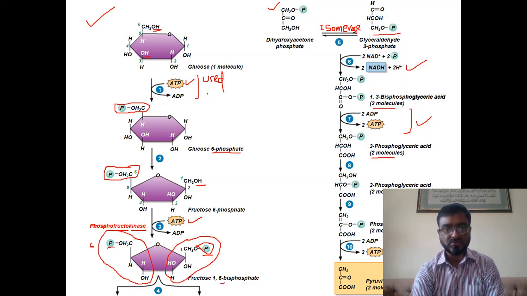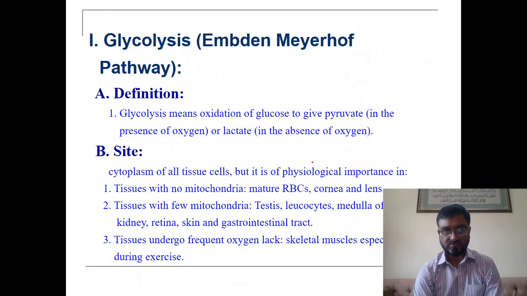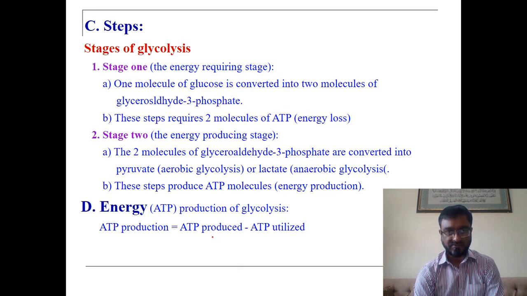And how much is utilized? 1 and 2. So 10 minus 2, 8, is the net ATP that is generated. Here the 10 ATPs are generated. Here the 2 ATPs are utilized for one glucose molecule. So the net ATPs you are gaining from a glucose molecule is 8. So 10 ATPs produced, 2 utilized. How much net gain? 8. So you are getting 8 ATP out of that process.